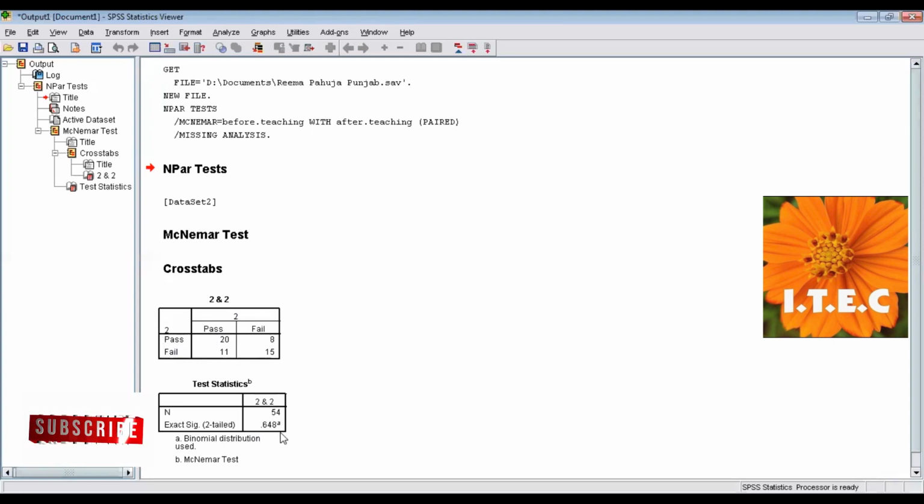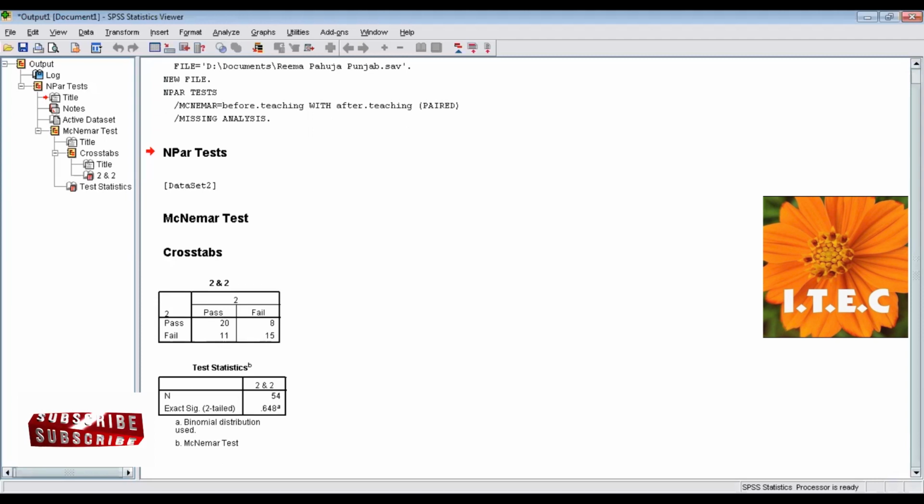And now here you see this particular significance, it is 64. That means it's not significant. That means there is no significant change. That means your treatment had no effect on achievement in English of the people. So there is no association between the achievement in English and the method of teaching. So this is what exactly happens.